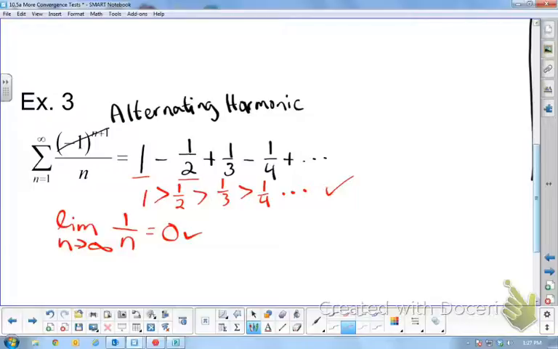Our terms keep getting smaller, and our terms are approaching 0.